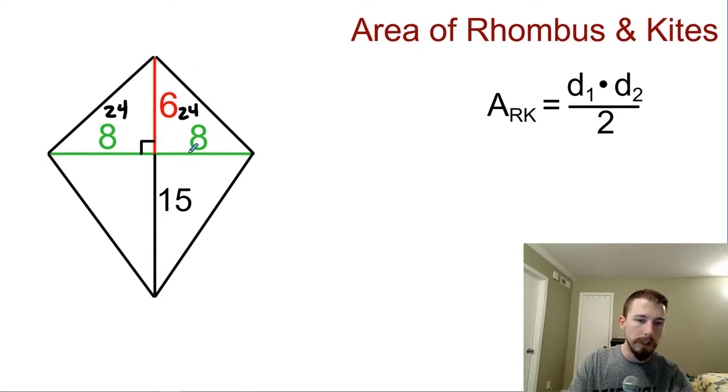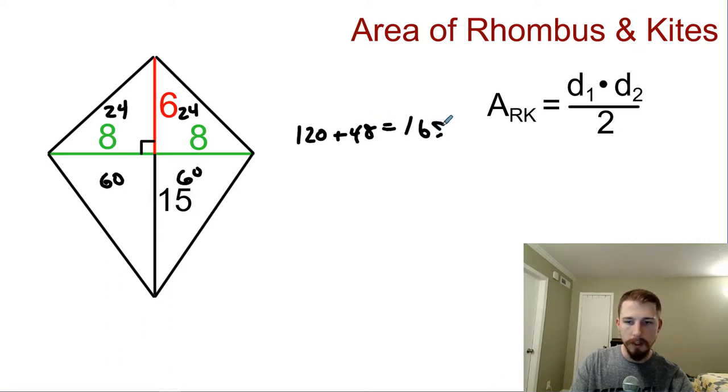And then 15 times 8. Then divide that by 2, which is going to be 120, which would be 60, and then 60 over here as well. And then we can add them all together, which is going to give us 120 plus 48, which is altogether going to be 168.